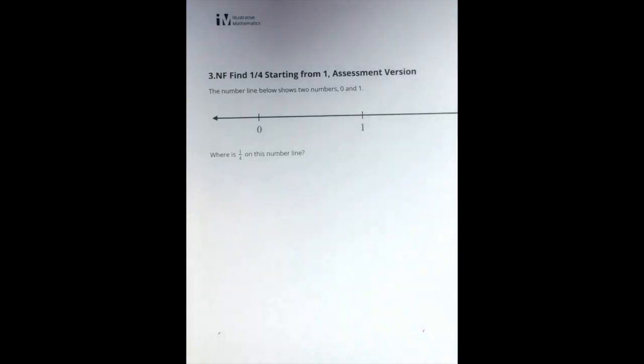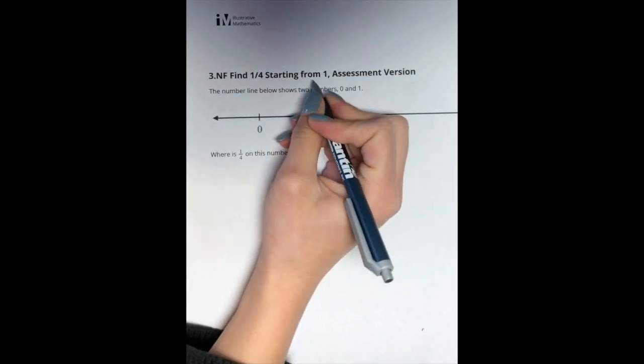At this point, you should have completed the lost spinner. We're going over our worksheet from yesterday, which is finding 1/4. So please get that out now so we can go over it. So this is the worksheet from yesterday, finding 1/4 starting from 1.